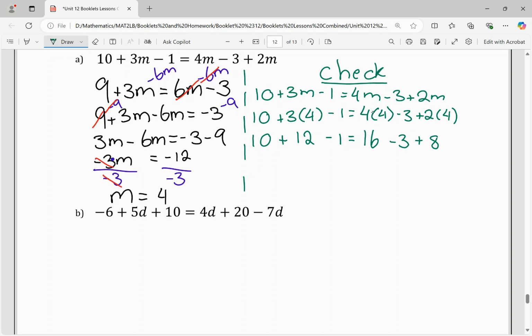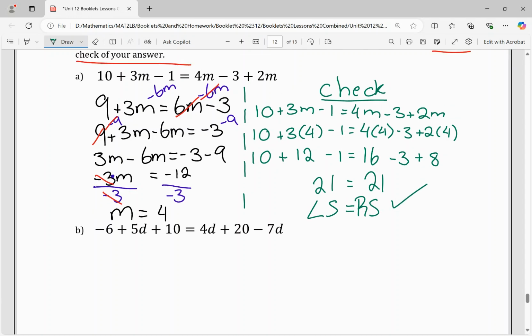Now we can add everything on the left and everything on the right-hand side. 10 plus 12 minus 1. 10 plus 12 is 22. 22 minus 1 is 21. Good. So the left-hand side is 21, and if we're a little bit lucky, the right-hand side will be 21 as well. Let's see. 16 minus 3 plus 8. Well, 16 minus 3 is 13, and 13 plus 8 is, in fact, going to equal 21. So we get 21 equals 21, left side equals right side, and this is the correct answer.